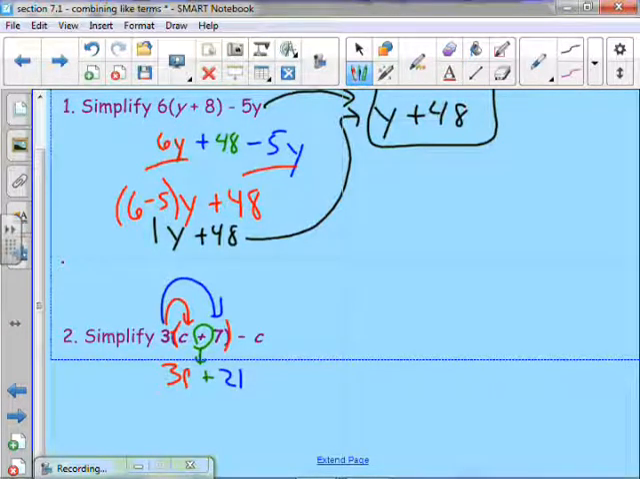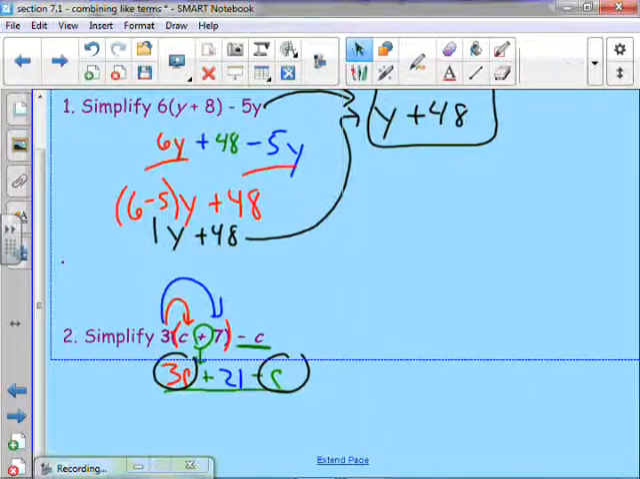And I cannot forget about what came after here, this minus c. So here's my expression, what's left: 3c plus 21 minus c. But I'm not done yet because I notice I have some like terms here that I can simplify. This 3c minus c.